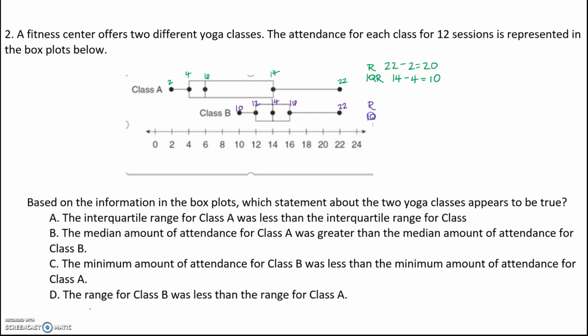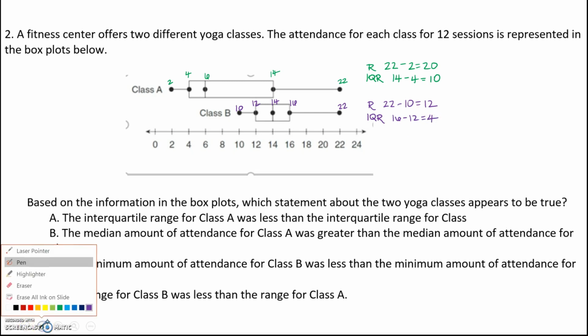And then again, we calculate our range and our interquartile range. So range is maximum, 22, minus minimum, 10, is 12. And then the interquartile range is at my box, right? So I have 16 minus 12 is 4. All right, so now I am ready to solve it.